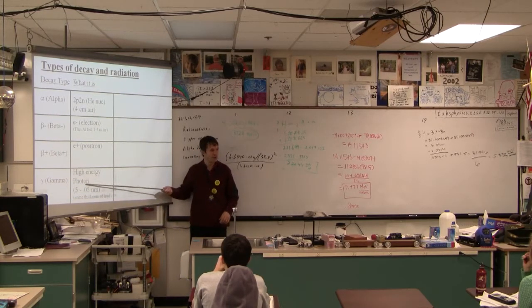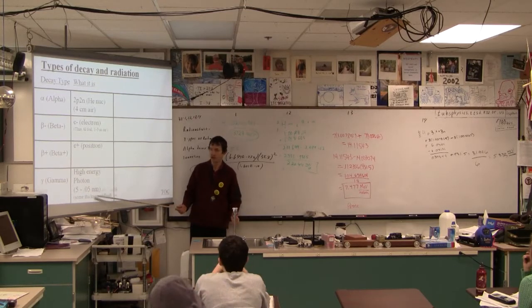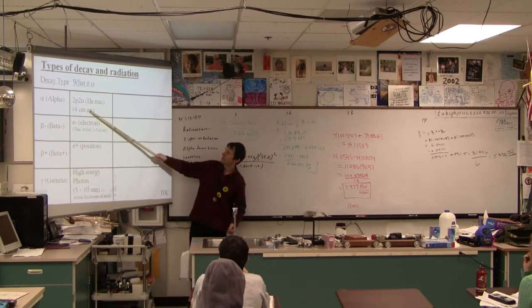And then a gamma ray has no rest mass. It's just pure energy. It is a high energy photon. And this is the wavelength: if it's between 5 and 0.05 nanometers, we call it a gamma ray. It's fairly arbitrary.